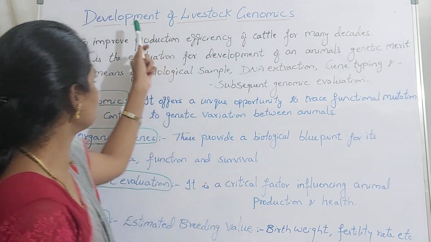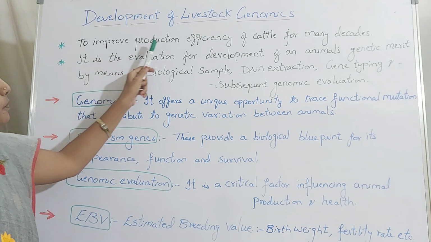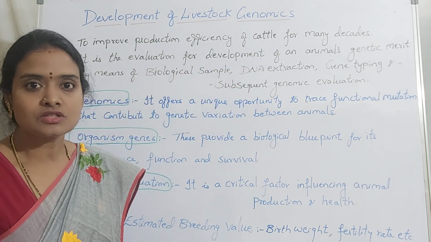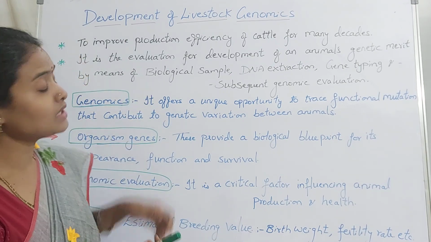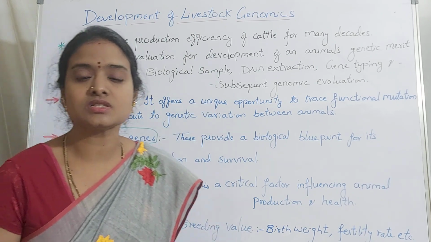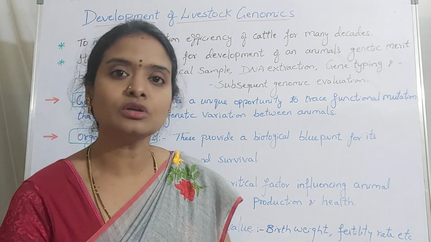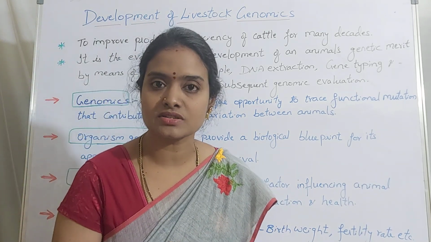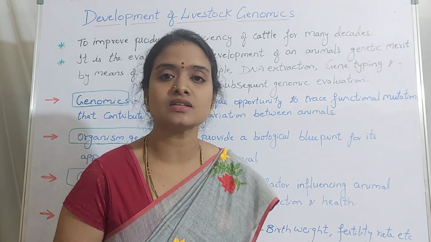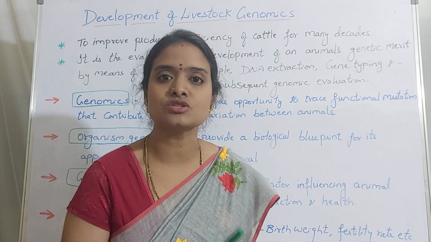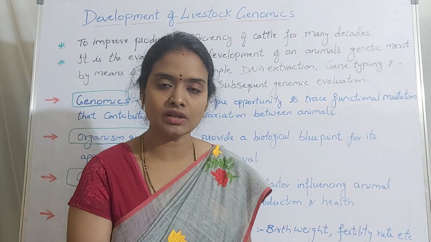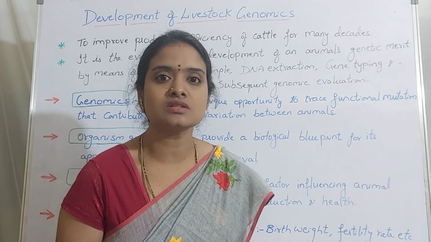So here the development means to improve the production efficiency of the cattle for many decades. So here livestock development means increasing the efficiency of that particular animal. Though you have gone for in vitro fertilization or the animal cloning technique, here the efficiency has to be permanent, or it has to be retained for a decade or more than 10 years. Right? If it is only for particular generations, it is a loss for the farm.